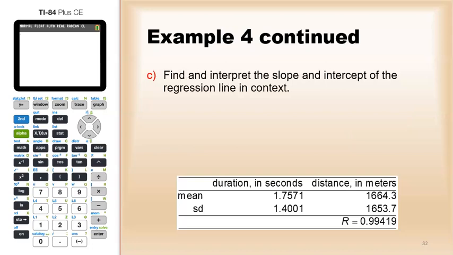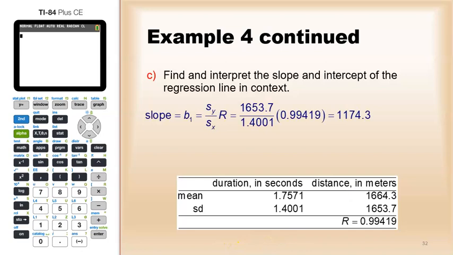So find and interpret the slope and intercept of the regression line in context. Notice in this table we're given the mean and standard deviation. We find the slope by using these standard deviations here, and we find the intercept by using the means.